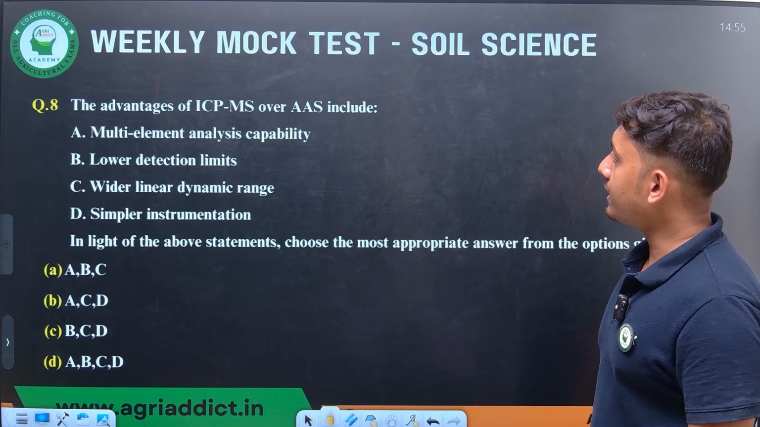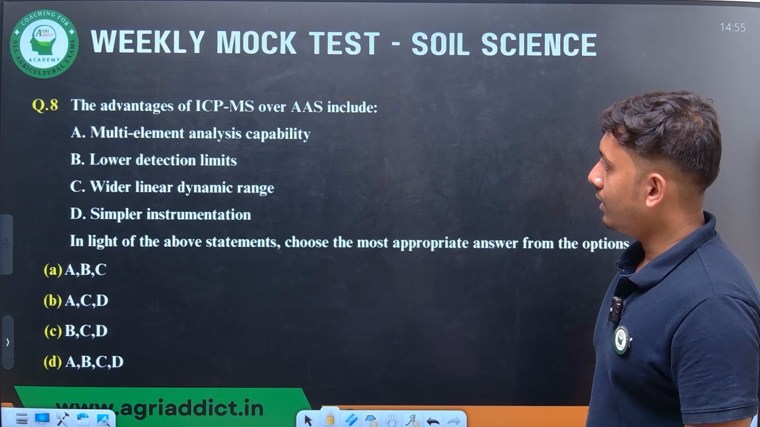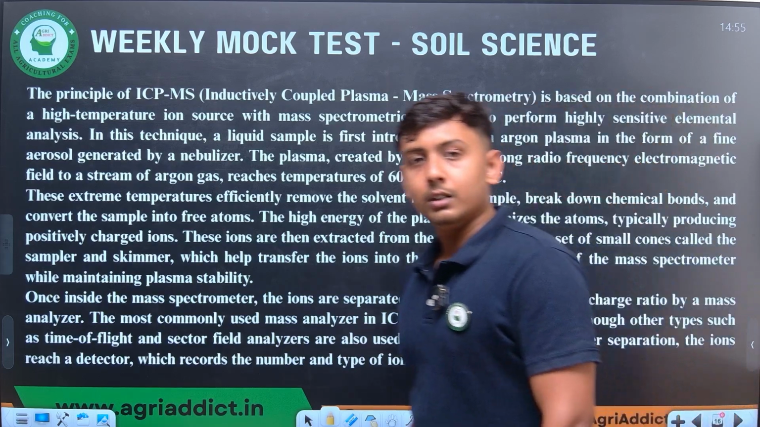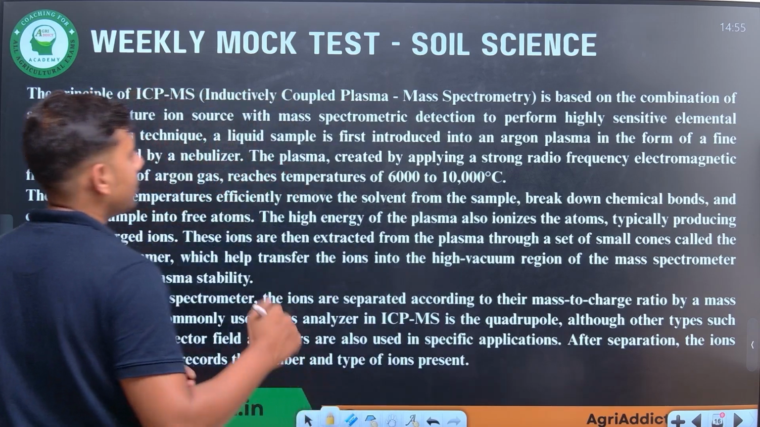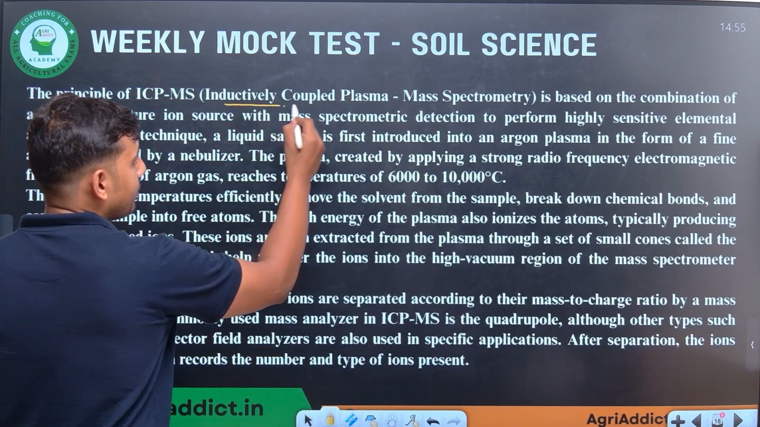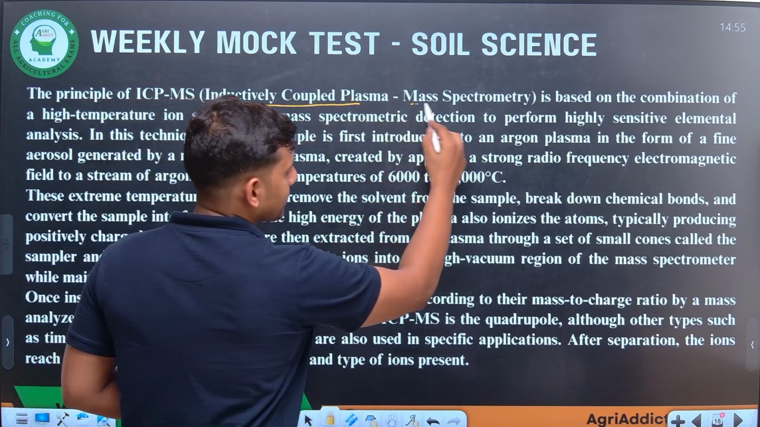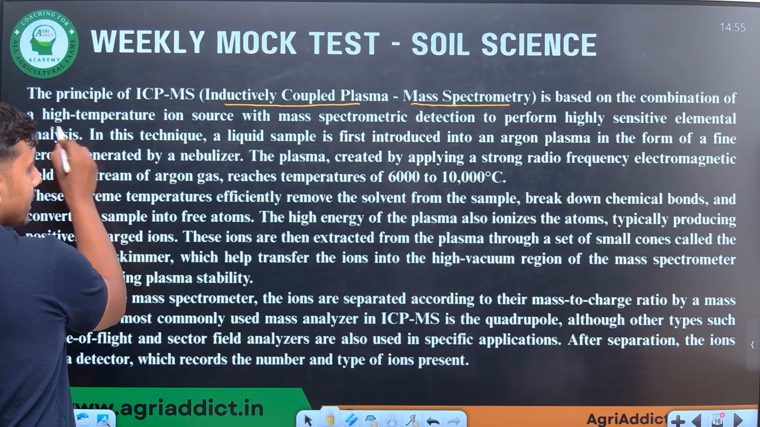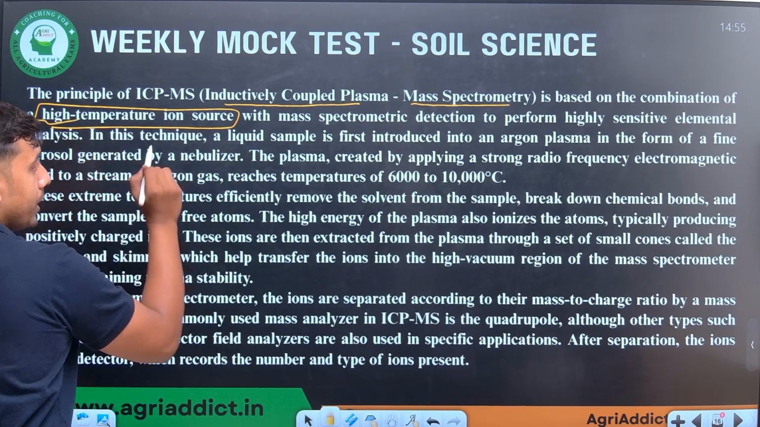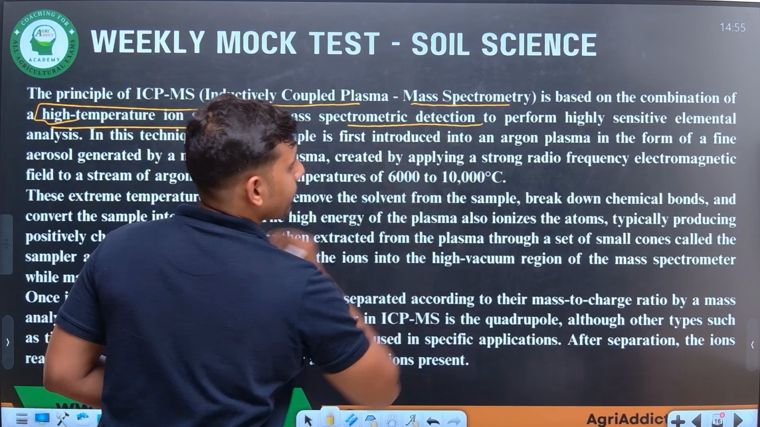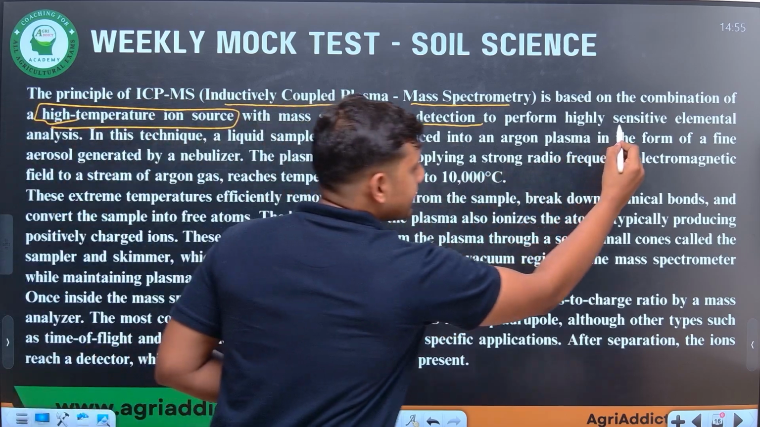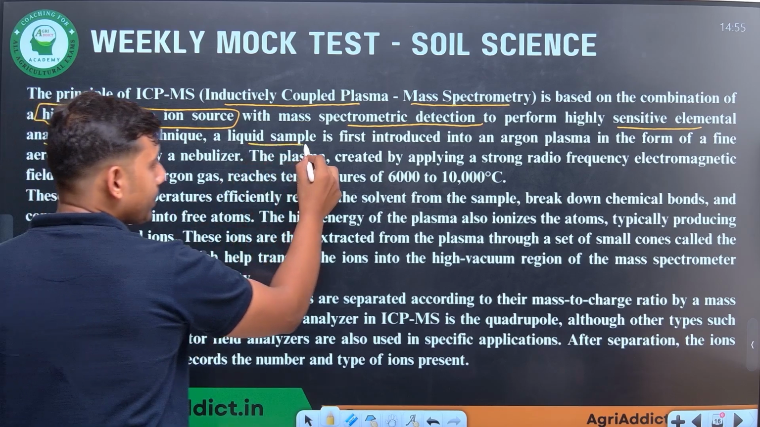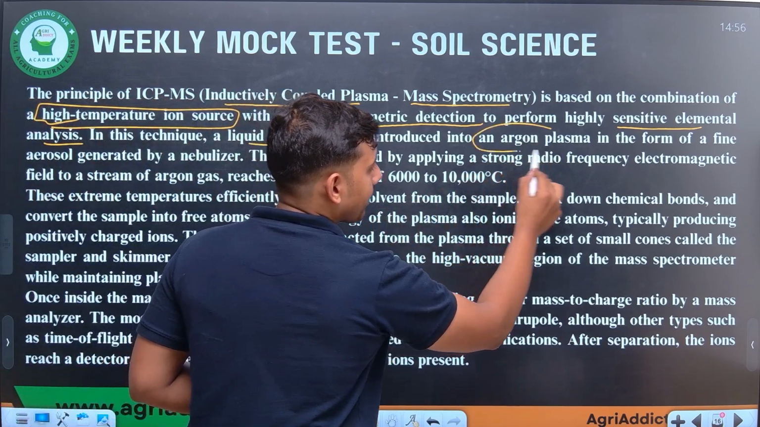What is the advantage of ICP-MS over AAS? Okay. Let's see what is the principle of ICP-MS. So the principle of ICP-MS, what is that? Inductively coupled plasma, and MS is mass spectrometry. This is actually based on the combination of high temperature ion source with mass spectrometric detection. It will perform highly sensitive elemental analysis. In that technique, liquid sample is first introduced to an argon plasma.